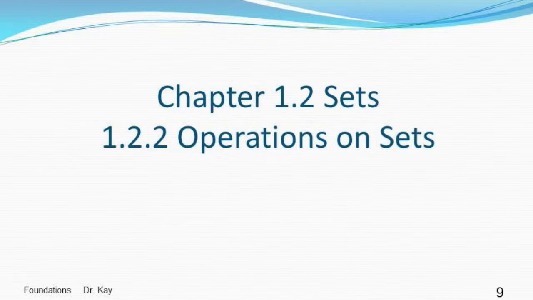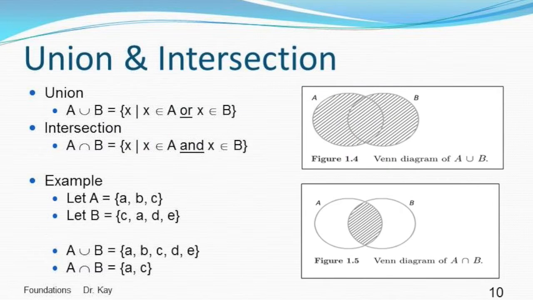Let's talk about 1.2.2. So we've got these Venn diagrams of union and intersection. You should be pretty familiar with union and intersection. If you have two sets, the union of those two sets is the set of all elements that are in either. The intersection of those two sets is all elements that appear in both sets. So for example, here's our set A and here's our set B, this is the union and the intersection of those two sets. And of course, we can draw these Venn diagrams for A union B and A intersect B.